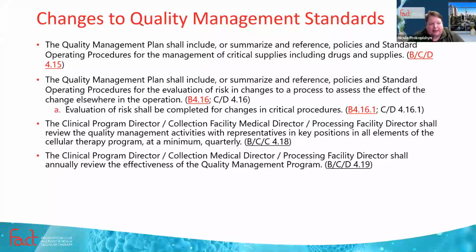The quality management plan should also include, again, summary and reference to policies about evaluation of risk and change of process. So again, certainly the pandemic and other things raised a real insight to be aware of, that processes may have to change, and how do we evaluate the risk if there's some sort of critical event that occurs, and how do we critically change those processes. And that's on the clinical side in 416, and also has been harmonized with what is currently there for collections as well as for processing.